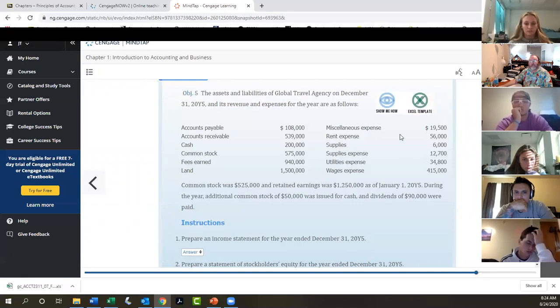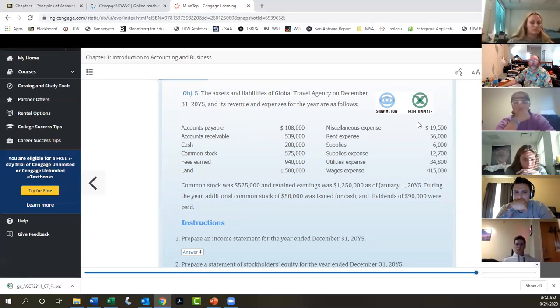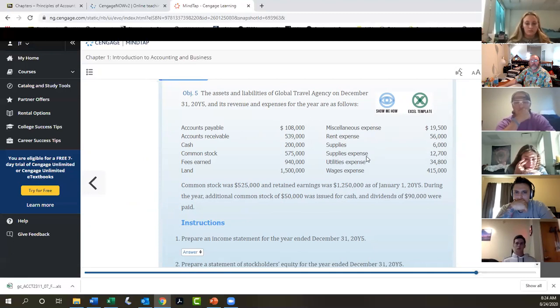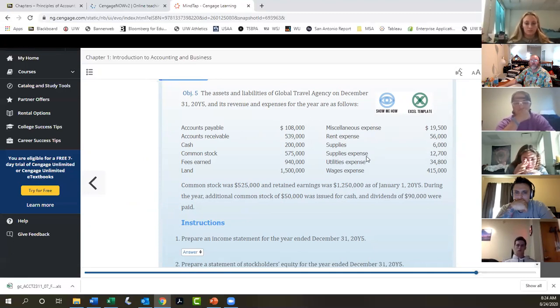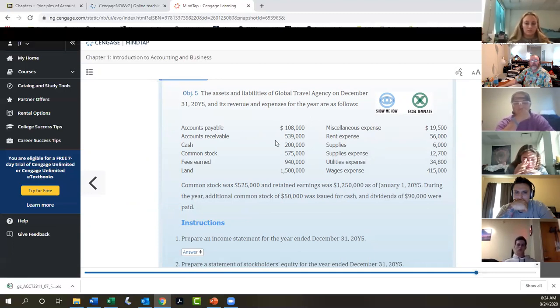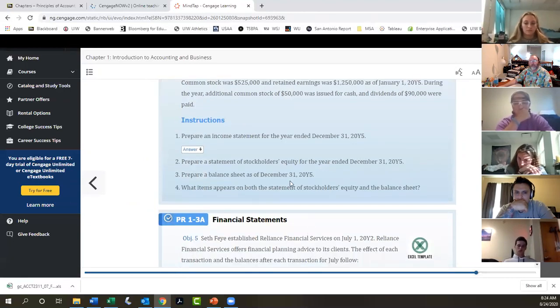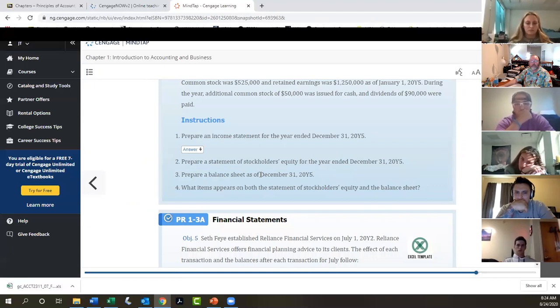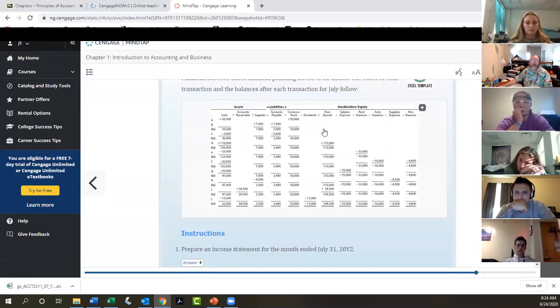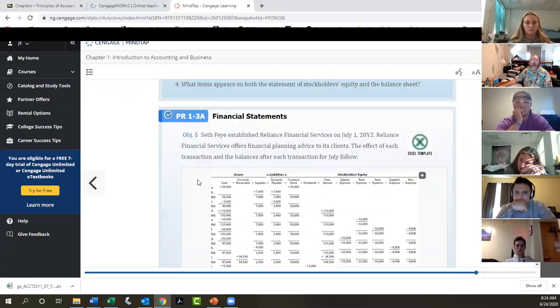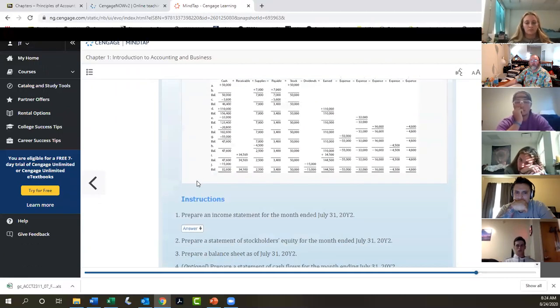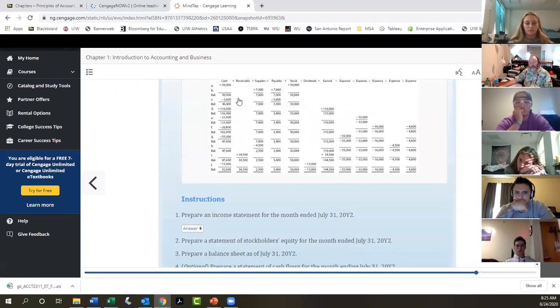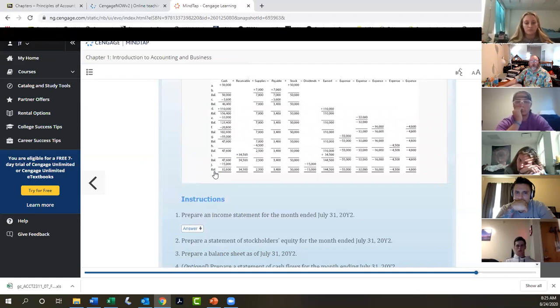It's giving us the end of the year balances for assets, liabilities, and stockholders' equity, as well as the revenues and expenses. And it's asking us to create an income statement, the statement of retained earnings, and the balance sheet. So we'll do that. And here's another one that produces the same thing from that columnar. So all of the balance.